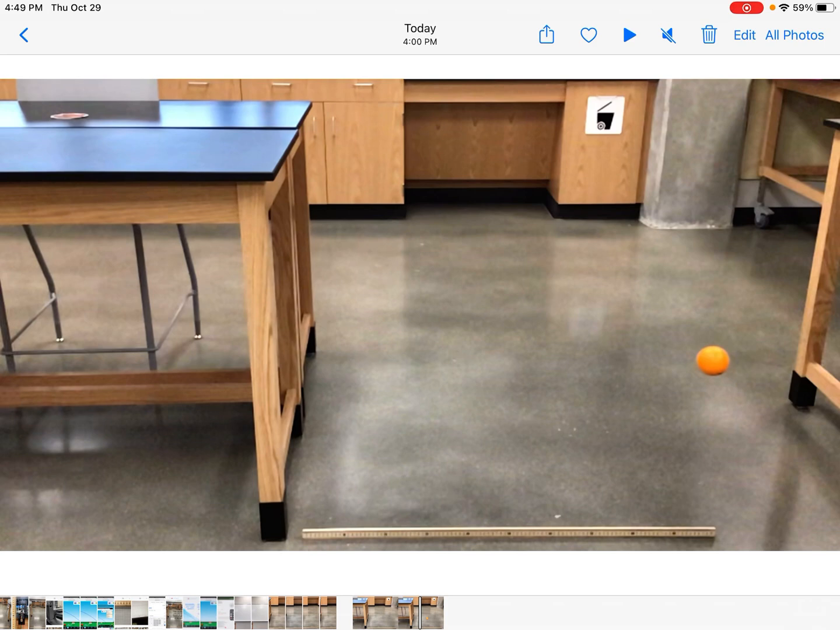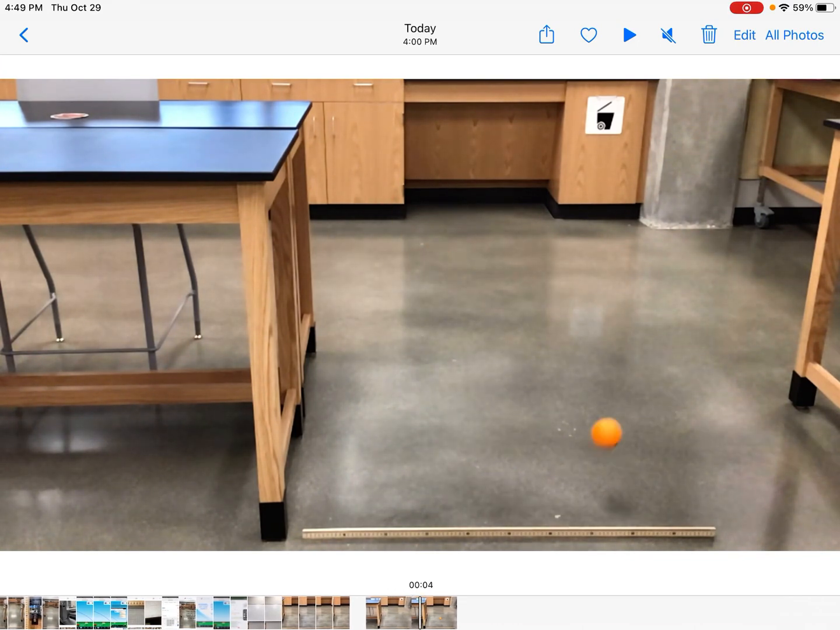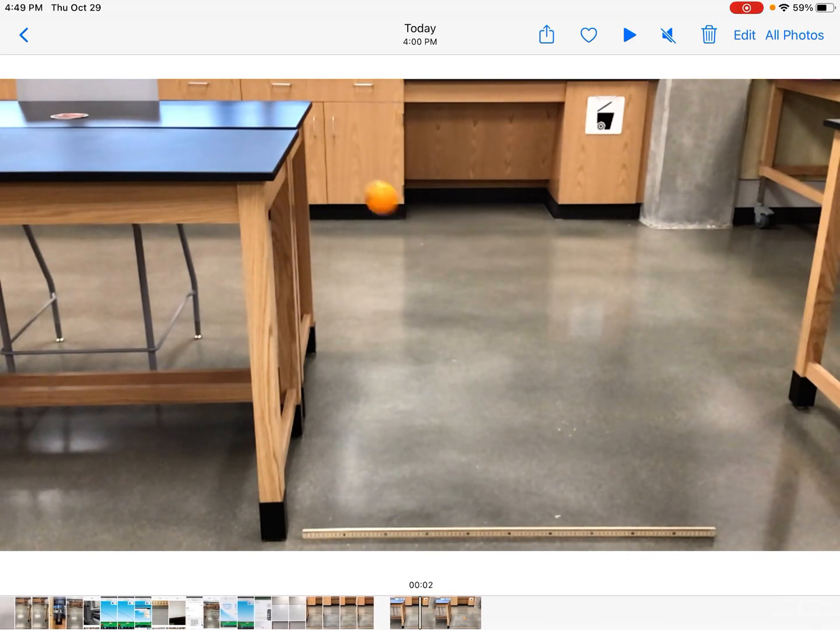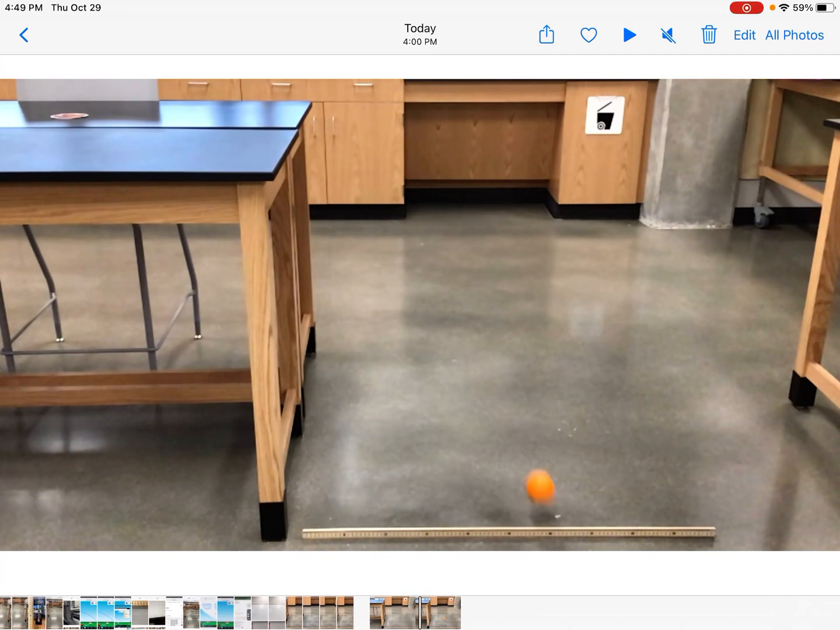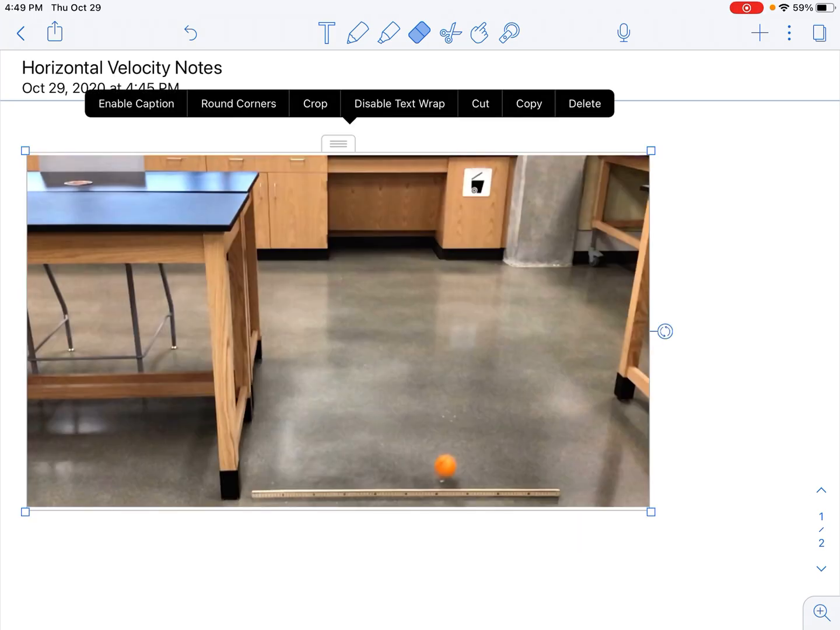And the ball falls, and the shape of that arc that the ball makes is a parabola. It's half of an upside down parabola. So I'm going to move over to Notability, and we're going to analyze this motion. Now, I took some measurements.